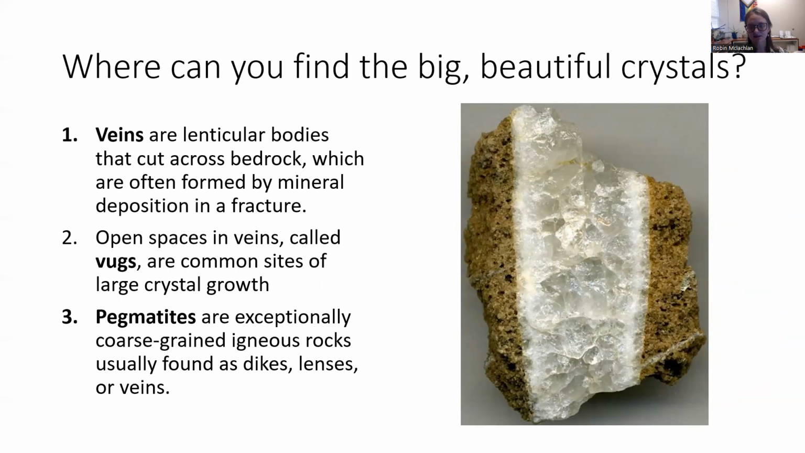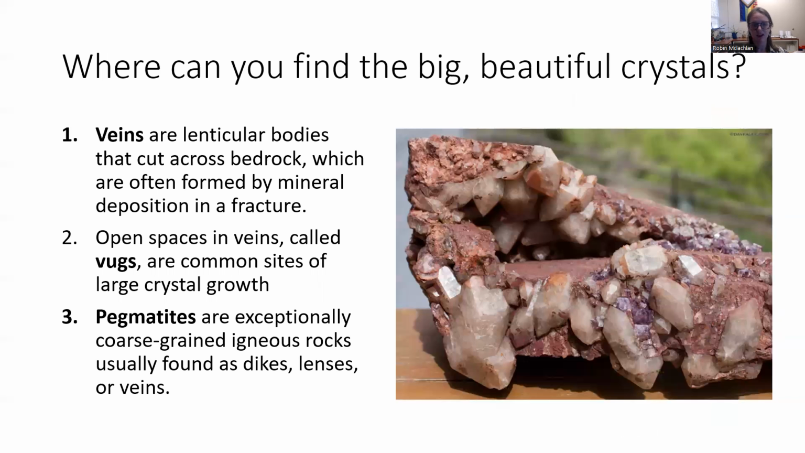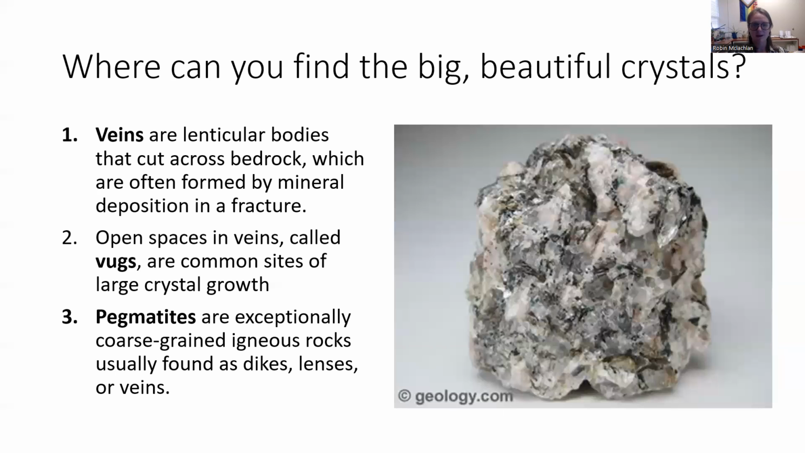Now, if the crystals, rather than growing into each other and creating one lenticular, linear body, are instead able to keep their shape and get really, really big in those vugs and openings, we call those pegmatites. So these are really, really coarse-grained igneous rocks that are found in dikes and lenses and veins. So here's a pegmatite of quartz. Here's a pegmatite. It looks like something close to granite.